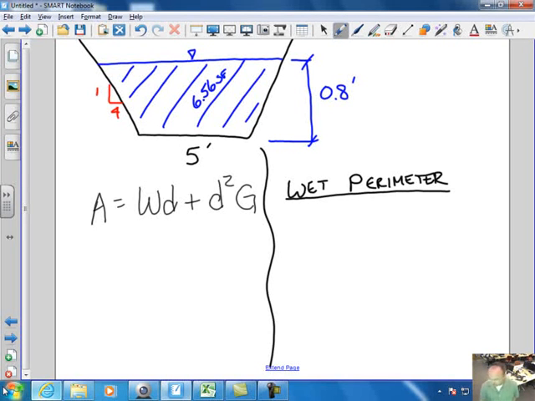Well, we know a function is going to be 5 feet, right? So my WP has to equal at least my width, correct? My width right here. So we start off, we know it's going to be the width. And now we got to figure out this length right here. How do we figure out that length? Well, we know that this right here, this is my depth. And this is going to be my depth times my grade, correct? We've looked at that before.